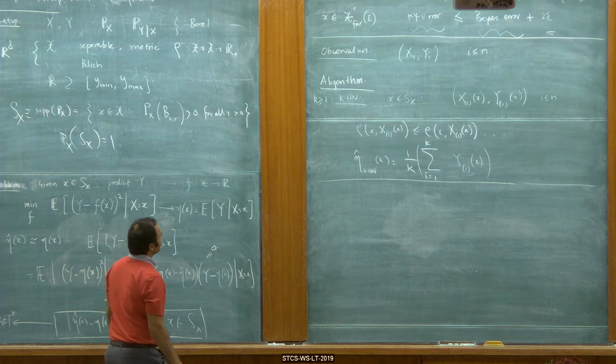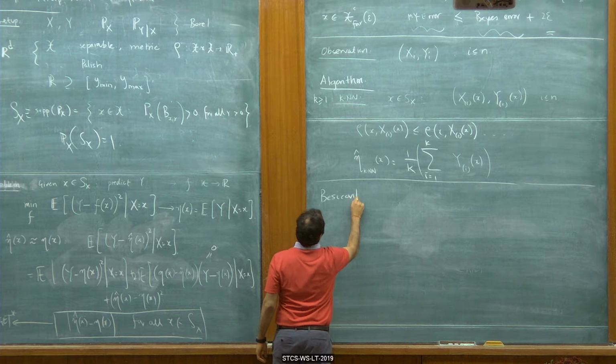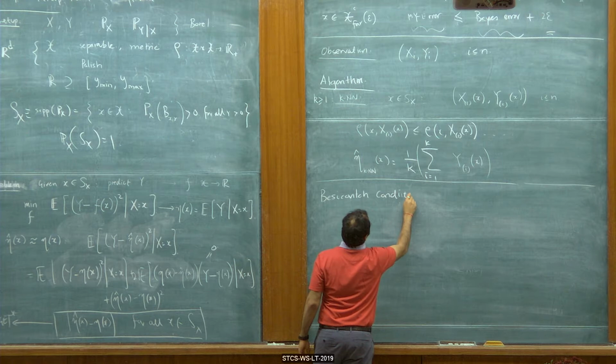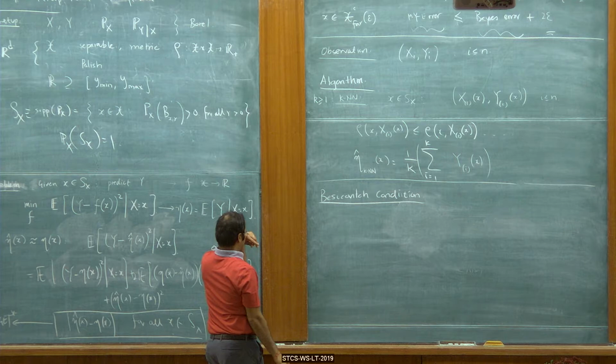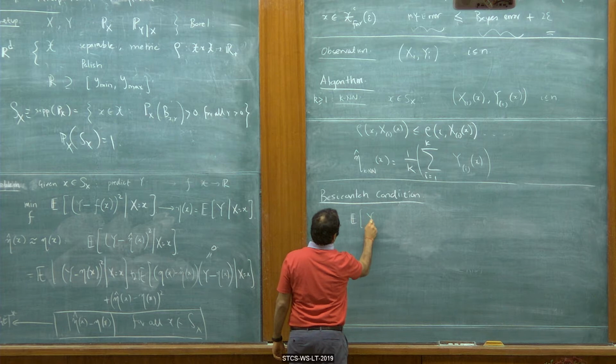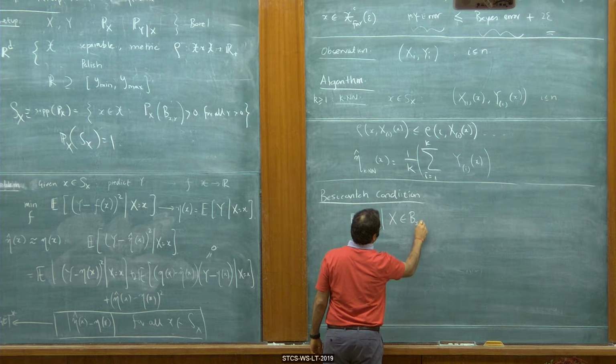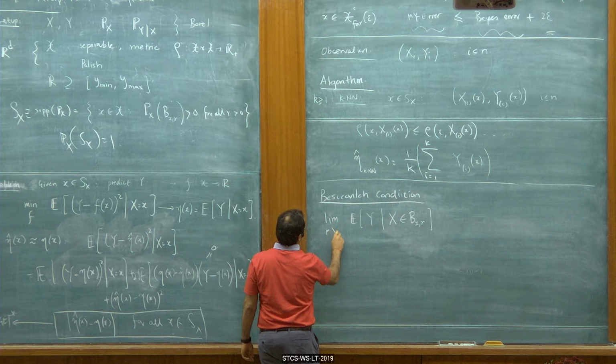So one more condition I will assume is called the Besicovitch condition, and I'll give you an example. Okay, so the Besicovitch condition says the following: the conditional expectation of y, given that x is in a ball of radius r around point x, and now let me take the limit as r goes to 0, is equal to eta of x.